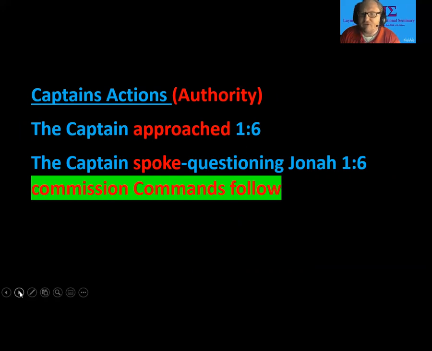Then it focuses on the captain's actions, and the captain, of course, represents the authority of the one on the boat, and he's a Gentile. He's not a Jew. And so the captain approaches, and then the captain spoke, and he questions Jonah. So what you see is it's like he's commissioning the commands, and the follower are all together once again. And so the implication is that he's sort of like an unaware agent. I guess you could call him God's useful idiot. He's not aware of being used by God, but the text seems to indicate that.